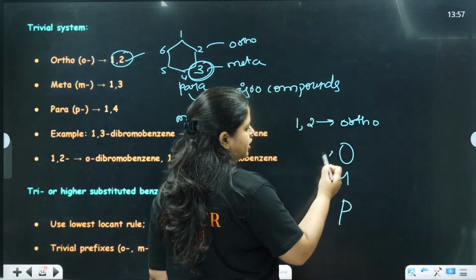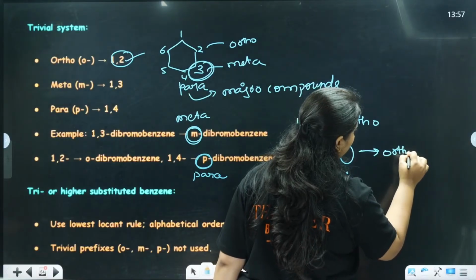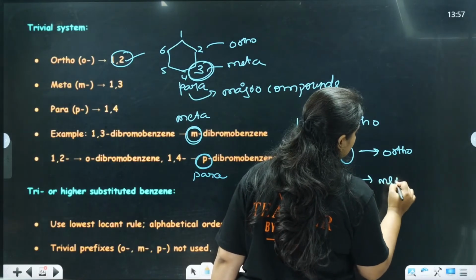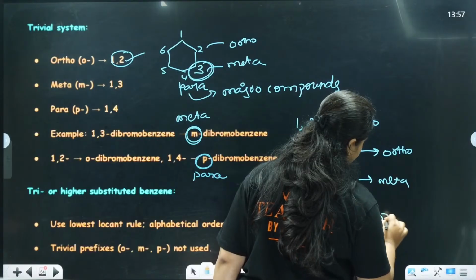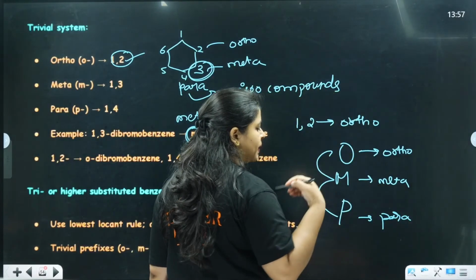OMP. So we can mention it as OMP. You can remember it by some name. This is called ortho, meta and then para. You can remember it as OM, OM P.